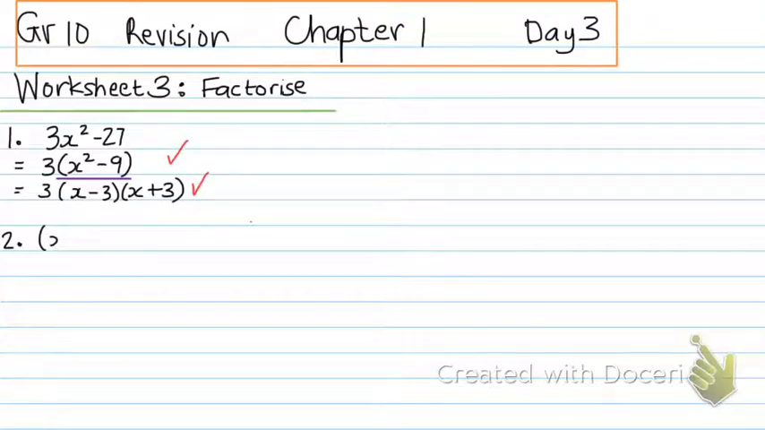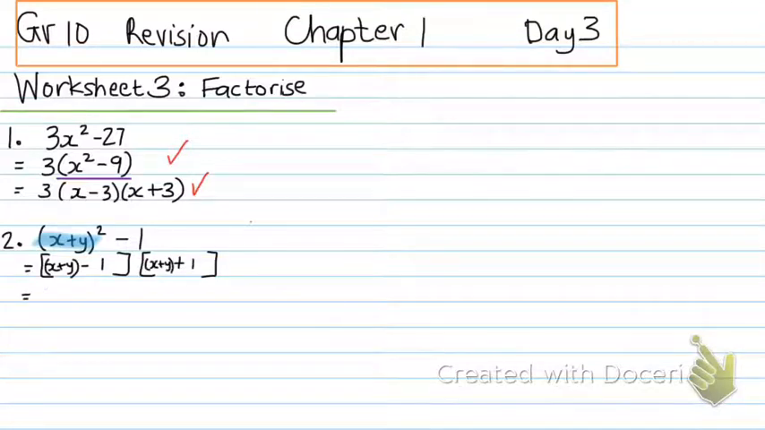Number 2, (x plus y) in brackets squared minus 1. This part that I highlighted is the first term. So this is 2 terms and it's the difference between 2 squares. So I'm going to use block brackets. It's going to be [x plus y minus 1] and [x plus y plus 1].